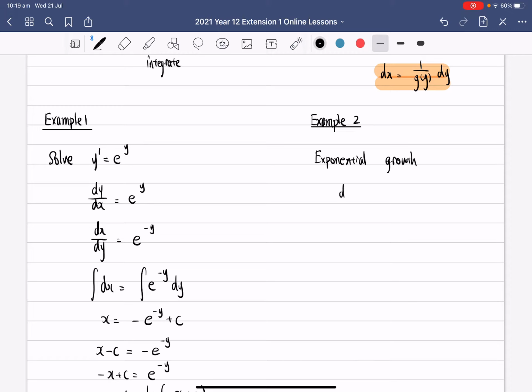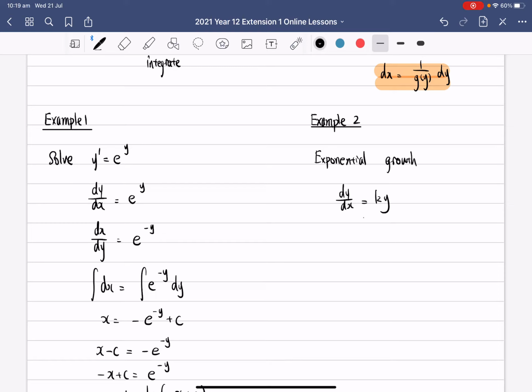So we have a question like dy over dx is equal to ky. I hope you still remember this. k is just the growth constant or decay constant. If k is positive, then it's exponential growth. If it's decay, then k is negative.